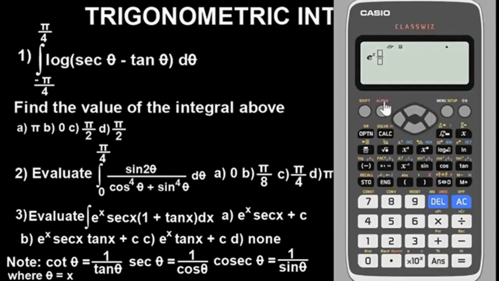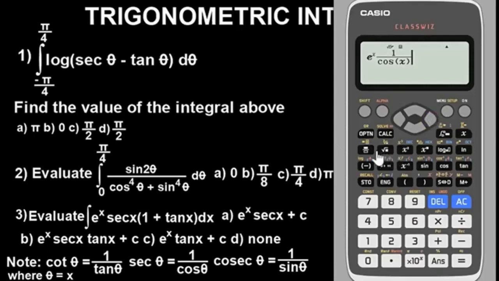Okay, guys, so now we have 1 over cos x. Sec x, the same thing, 1 over cos x alpha x, close the brackets. Okay, guys, that's what we have there.